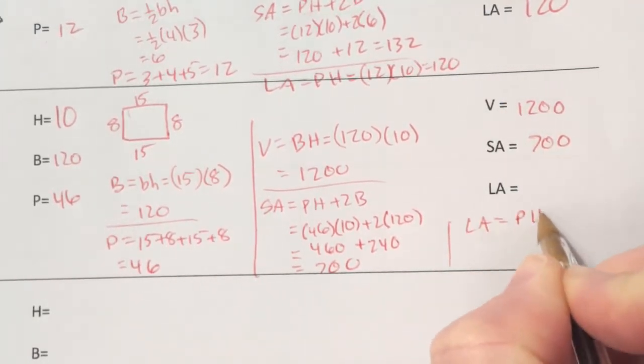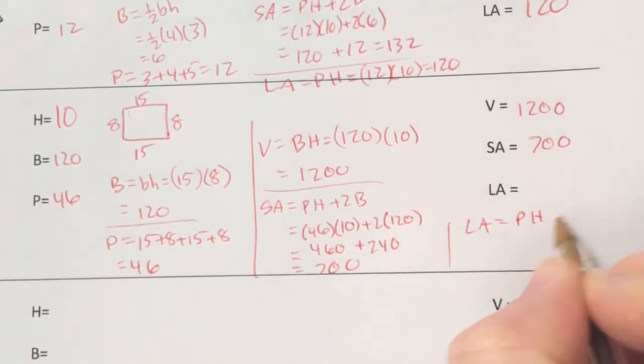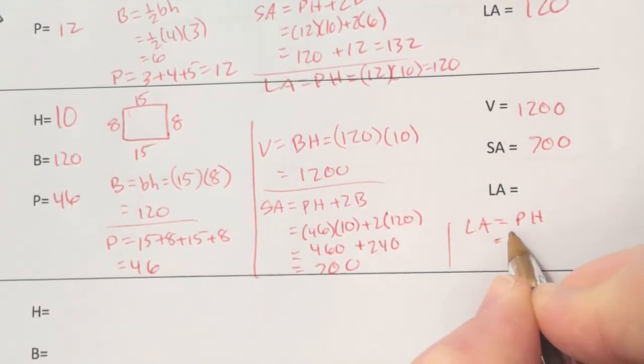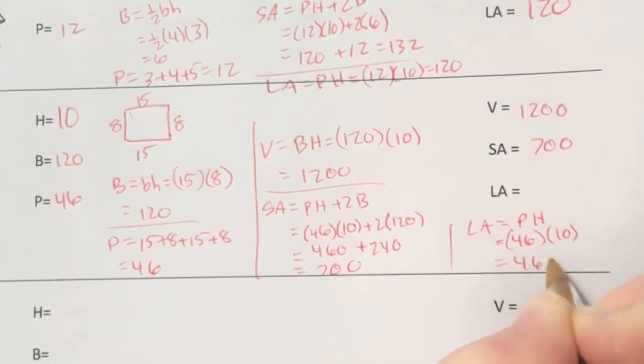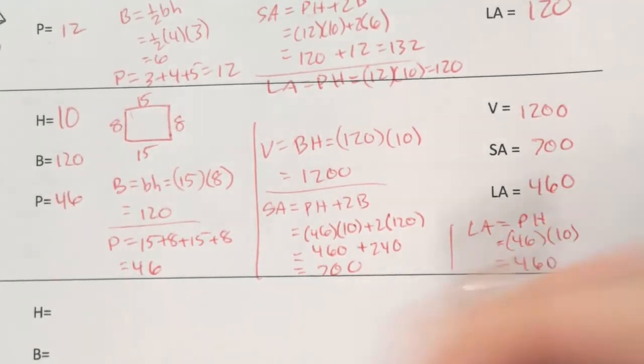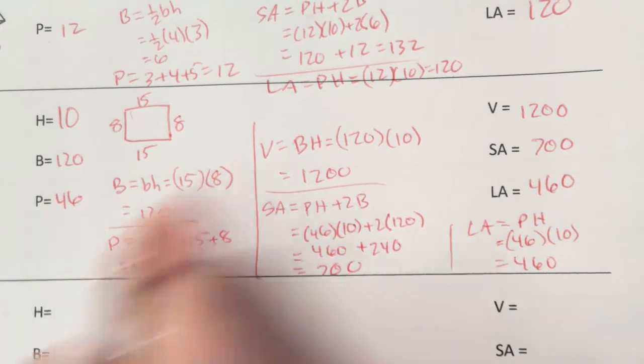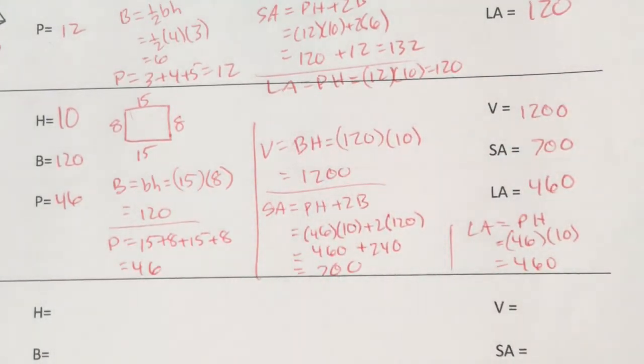All right, and finally, LA. LA is P times H. That's it. So P was 46, and your H was 10. You get 460, which is what that beginning part was. Boom. Pretty fast, right? So once you get these, everything else is super simple. You just plug it into the equation. All right, so here we go.